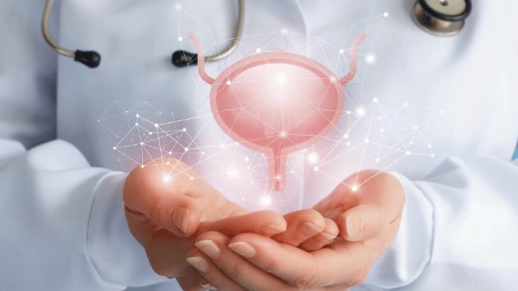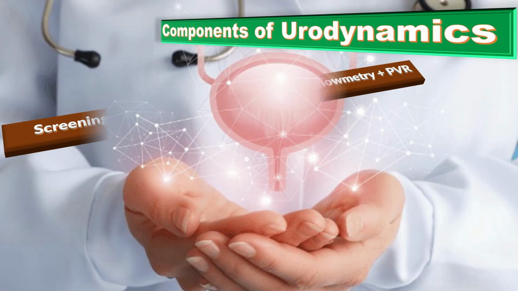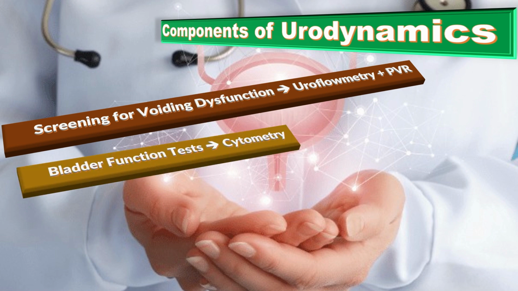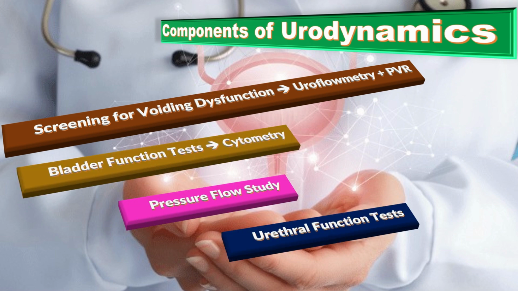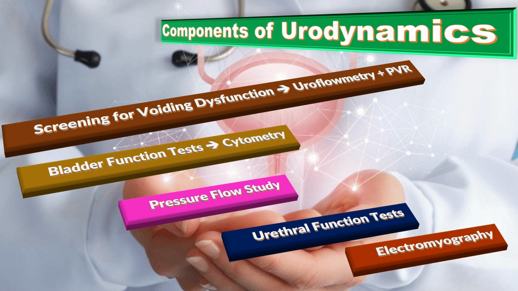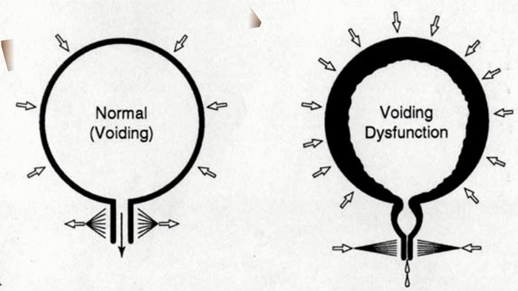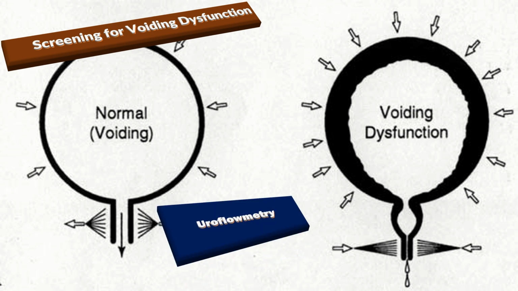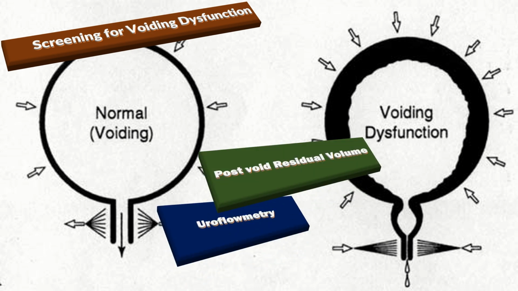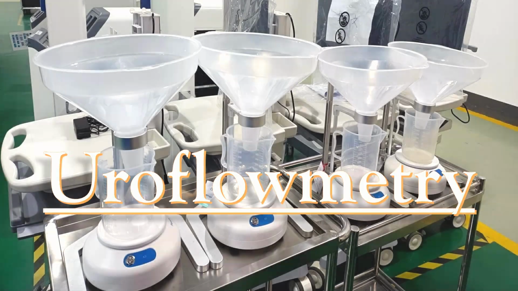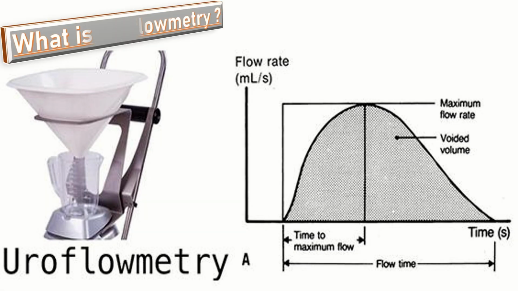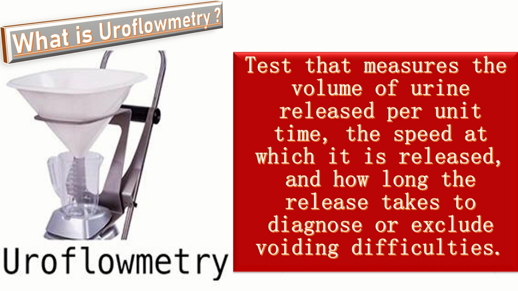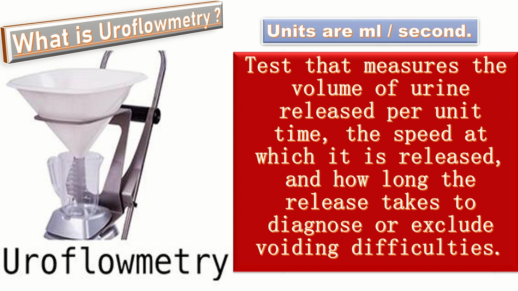The components of urodynamic testing include uroflowmetry, cystometry, pressure flow study, urethral pressure profile, and electromyography. Screening for voiding dysfunction is done by uroflowmetry or post-void residual volume. What is uroflowmetry? It is a test that measures the volume of urine released per unit time, the speed at which it is released, and how long the release takes, to diagnose or exclude voiding difficulties. Units are ml per second.